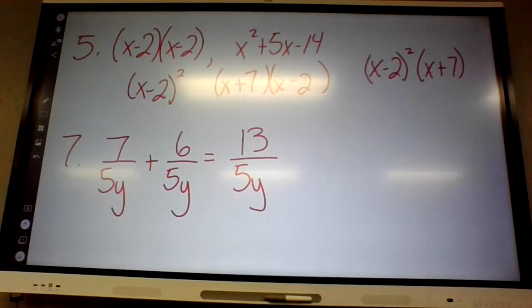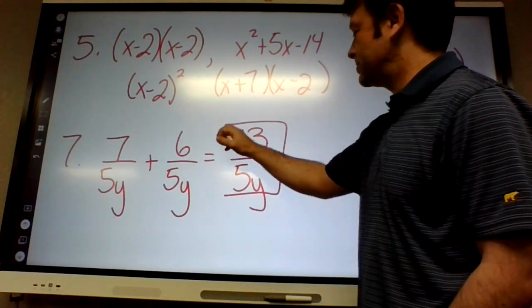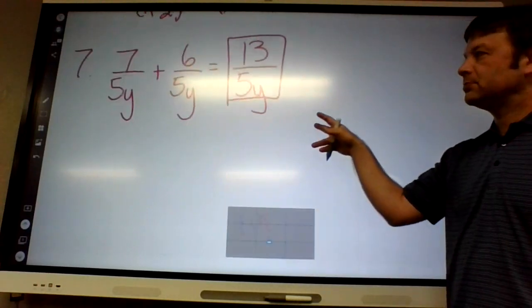Okay, now at the end you should say, does this reduce? Does 13 over 5y reduce? No. So that's it. That's the it.